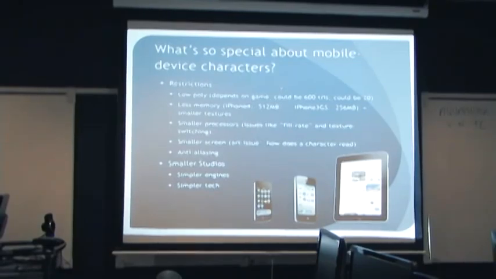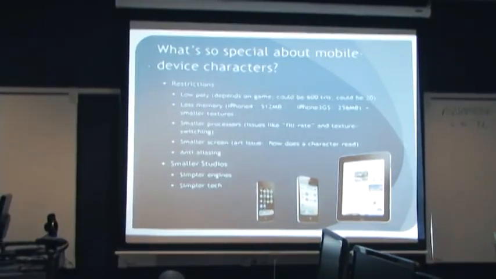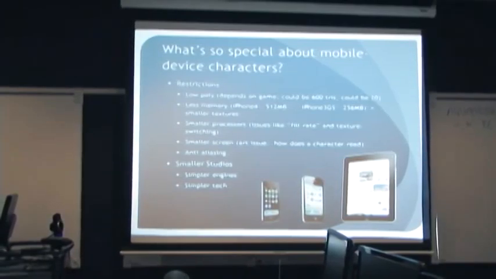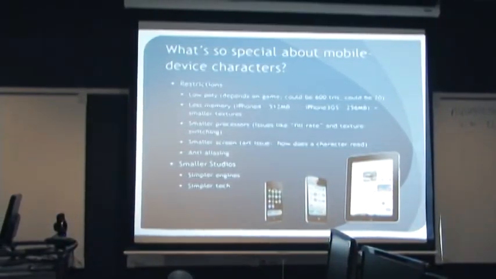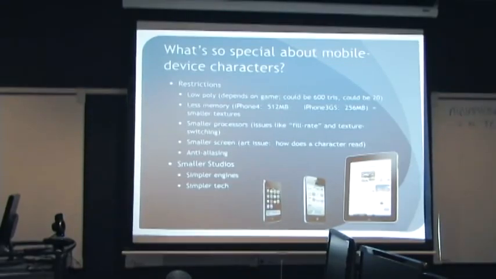So what's so special about the characters? Well, mainly just the restrictions. They're not any better than regular characters. It's just that mobile devices have a variety of restrictions. Some are more powerful than others, but you have to work with the lowest common denominator. On iOS, that would be the 3G. Super low power compared to the 3GS and especially the iPhone 4, which is very powerful.